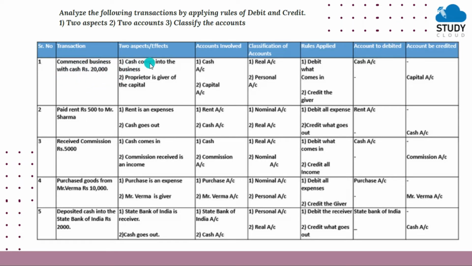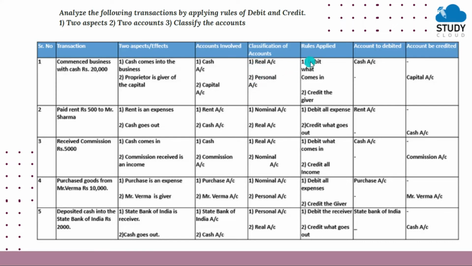So the first one here is to commence business with cash rupees 20,000. So what happened here? Cash comes into the business. It is the first effect. Second is proprietor is a giver of the capital. Whenever you start the business with cash, that is a type of capital which you receive in business. So cash will come in the business, and who gave you that capital? Proprietor is the giver of that capital. So accounts involved here, for the first one it is cash account. The second one is capital account. Then classification of account. Cash account is a type of property of a business, asset of a business, so it is a real account, and capital is given by the proprietor, so it is a personal account.